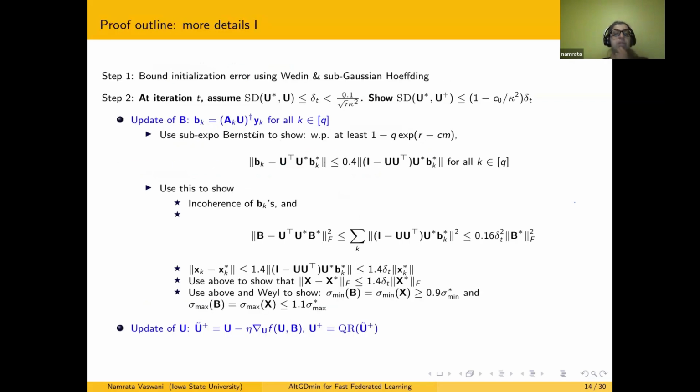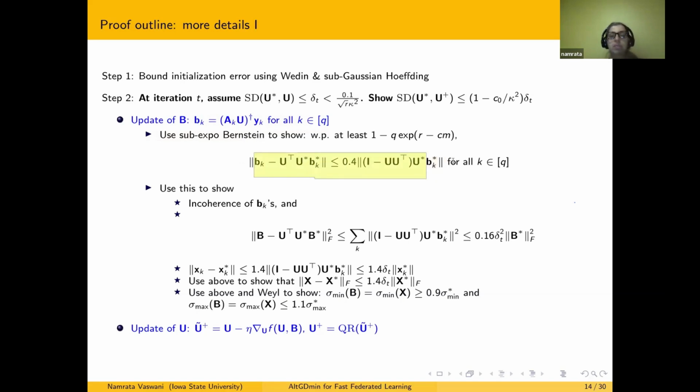Here's my update of B in detail. This is my closed form for B. Because of this closed form for B, and because my A_k's are random Gaussian matrices, I can bound B_k minus B star_k using this. This is where the probabilistic argument is. Use this to also argue that the B_k's are incoherent, just like the B star_k's are.